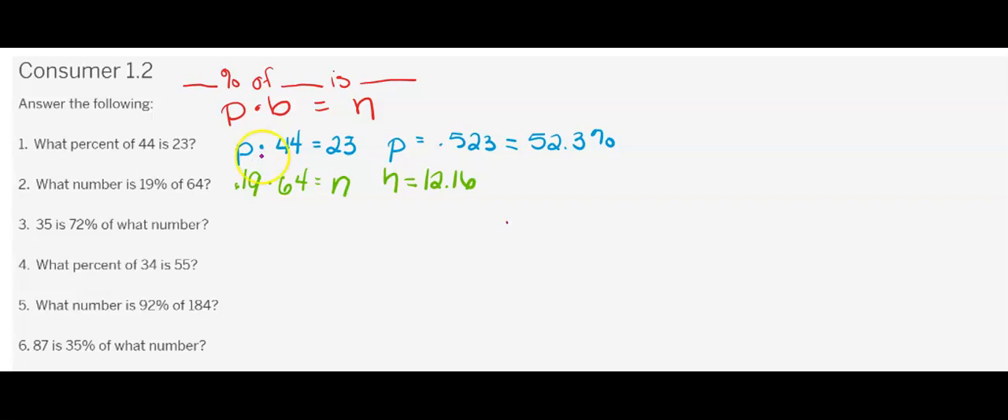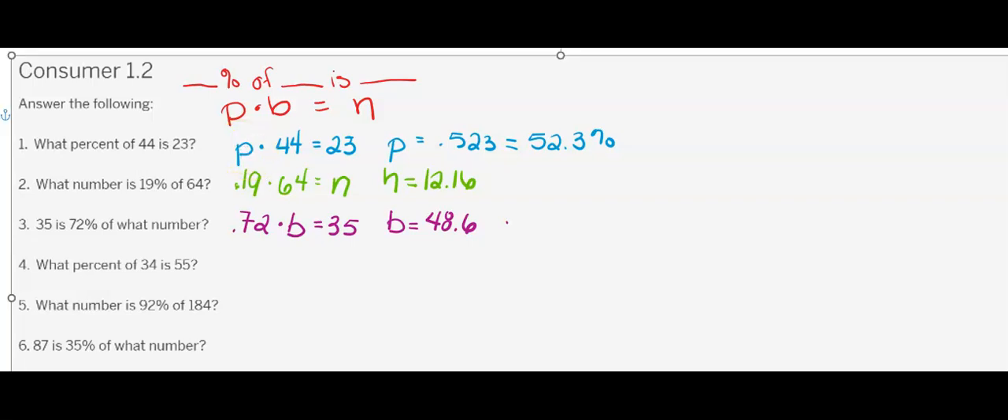In problem number 3, 35 is 72% of what number? I don't know what my base is. 0.72 is my percent. Of, I don't know what my of is. That's my B. But I do know that my number is 35. So I'm going to have to divide both sides by 0.72. And when I do that, I get my B, my base, or my of, as 48.6. So 72% of 48.6 is 35.